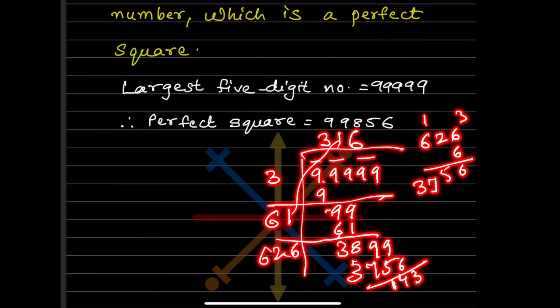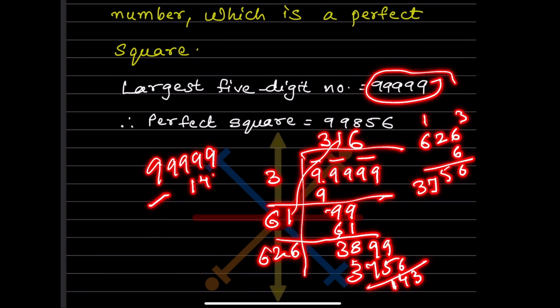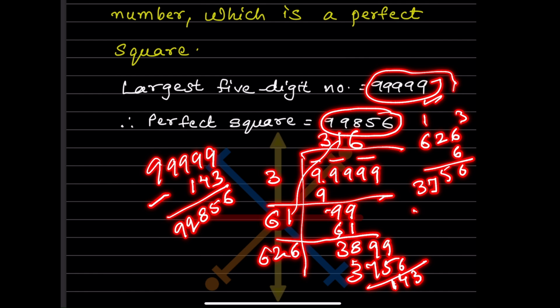So what we can do here, from 99999, we'll subtract 143 because the remainder is 143. So what do we get here? 99856. So 99856 is the nearest one to this number. Hope you got this. Because we are considering the largest 5-digit number, we'll find out by long division. The remainder is 143. You are going to subtract 143 from 99999, and you get the number 99856. So the perfect square is 99856.